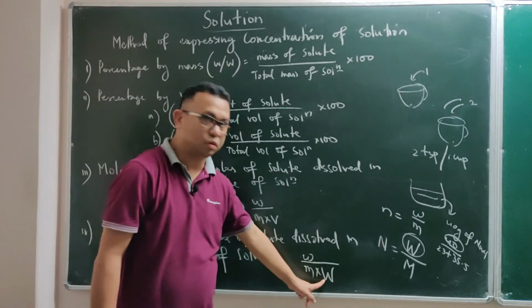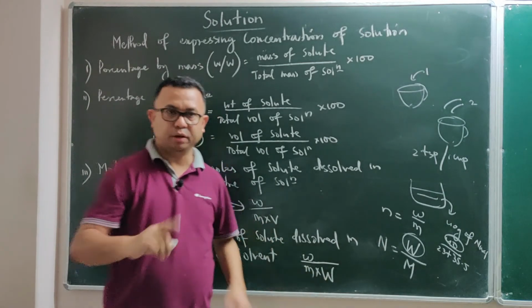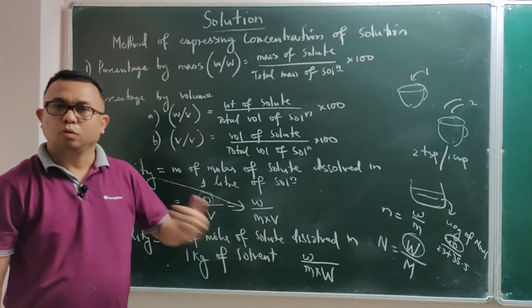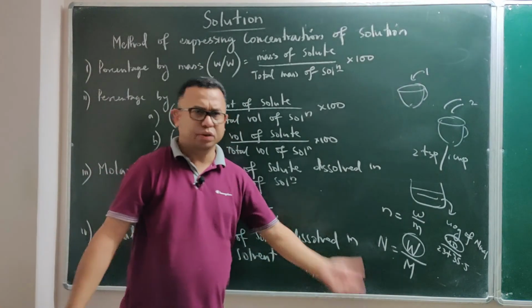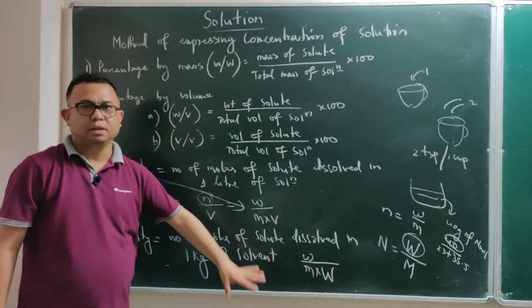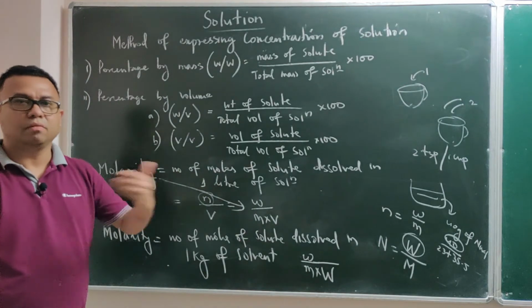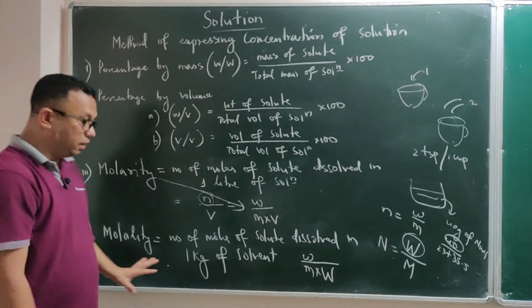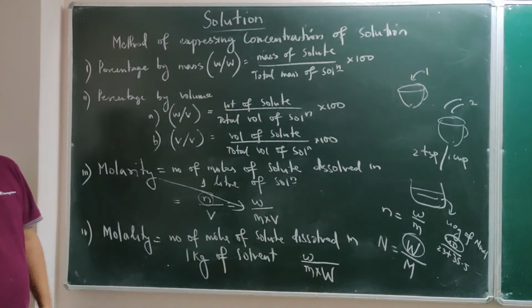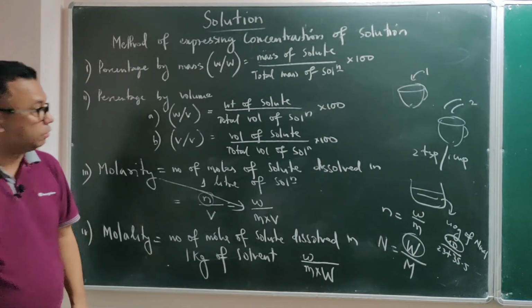But this mass of the solvent must be in kg. Again, I'm repeating this. They may give it to you in gram. Don't forget to convert that gram into kg by dividing by 1000. If it is already given in kg, you will keep it as it is. But if it is given in gram, you will convert that gram into kg. So these are 4 different ways in which you can express concentration. Now we have some more.